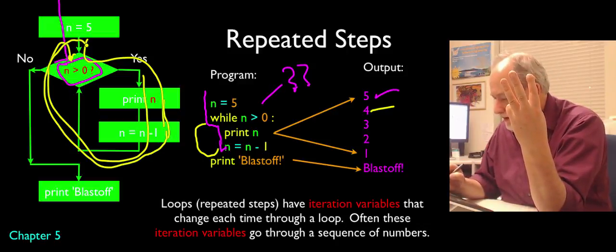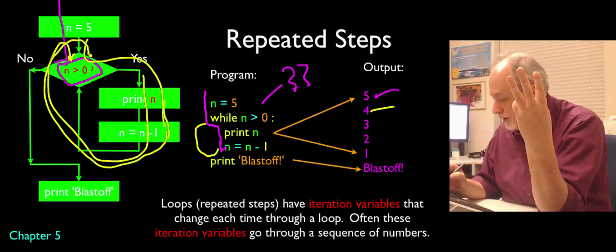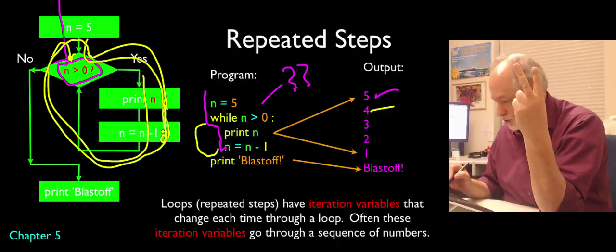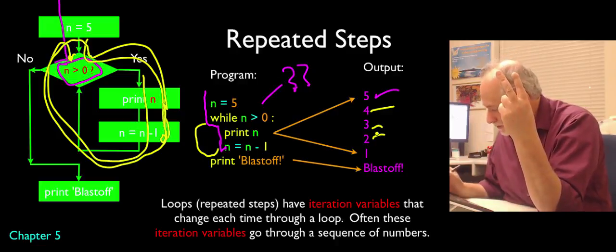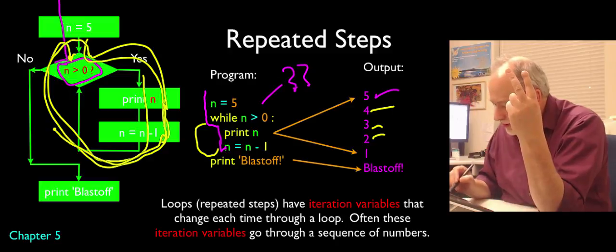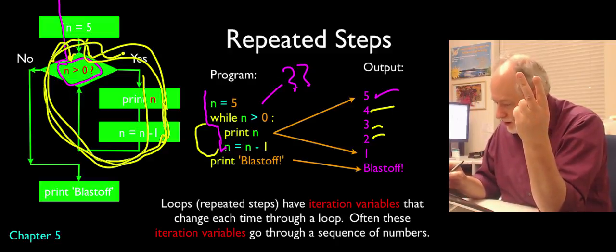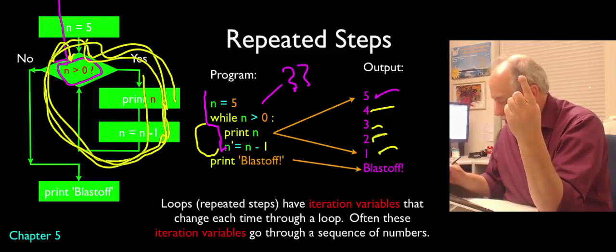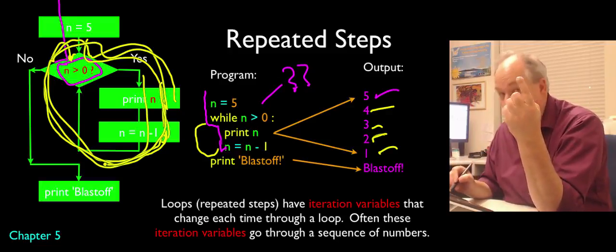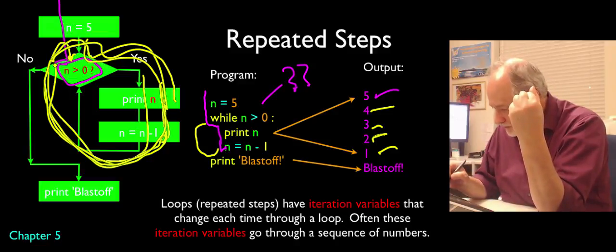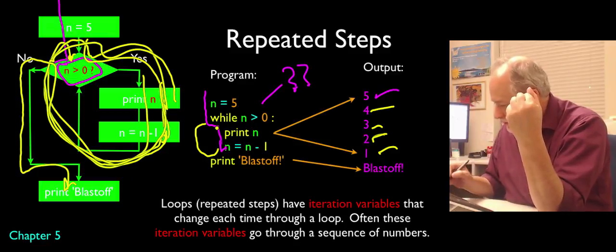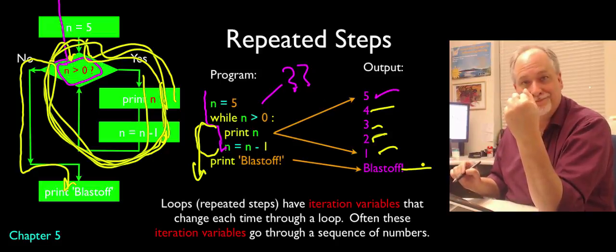Goes back up. Is n greater than 0? Yes, it is. Print out 3. Subtract 1, now it's 2. So out come 3 and 2. Then it goes back up. Still greater than 0? Yes, it is. Print out 2. Or wait, now it's 1. Now we subtract 1, it becomes 0. Is it greater than 0? No, and we finally leave. And we finally drop down. And so the last thing that comes out is the print of blast off.